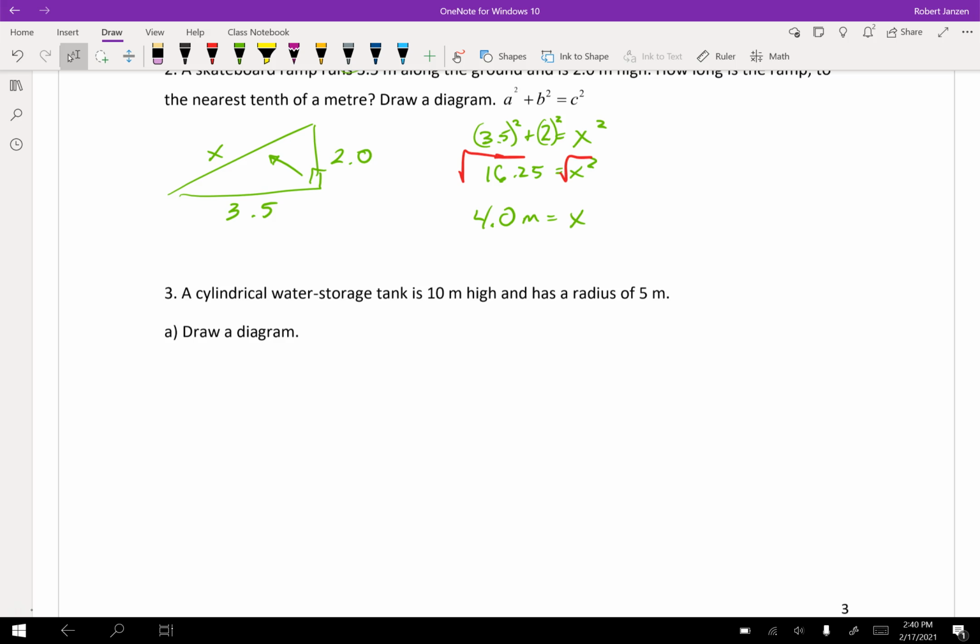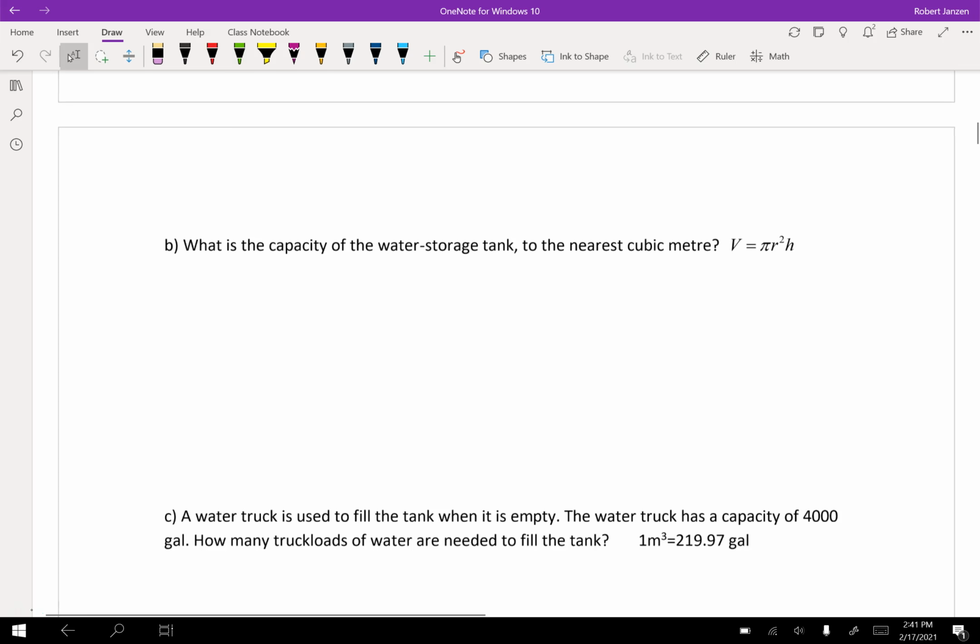Cylindrical water storage tank is 10 meters high and 5 meter radius. So what does that tank look like? Well, here is a cylinder. Okay, it says it's 10 meters high, and the radius, so from the middle to one of the sides, is 5 meters. Okay. What's the capacity? Another word for capacity is volume.